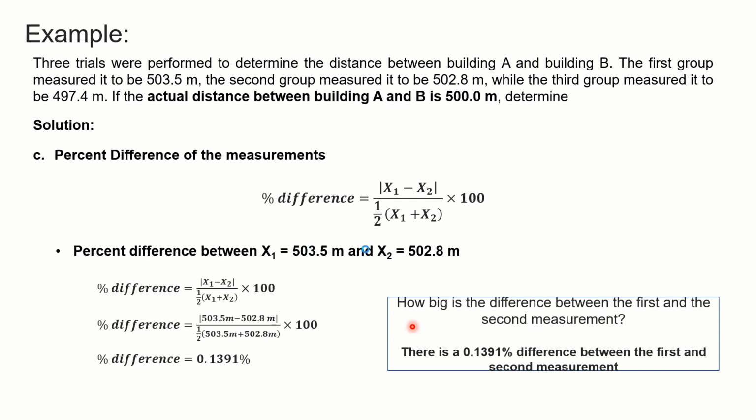So for example, we have 3 trials, and our x1 is 503.5 and our x2 is 502.8 meters. So we want to know how big is the difference between 503.5 and 502.8. So how far apart are these numbers from each other? So we can use percent difference. So by applying the calculation, yan na. So, sinubstitute natin x1, 503.5 minus x2, which is 502.8, divided by the average of the two experimental values involved. So, times 100.